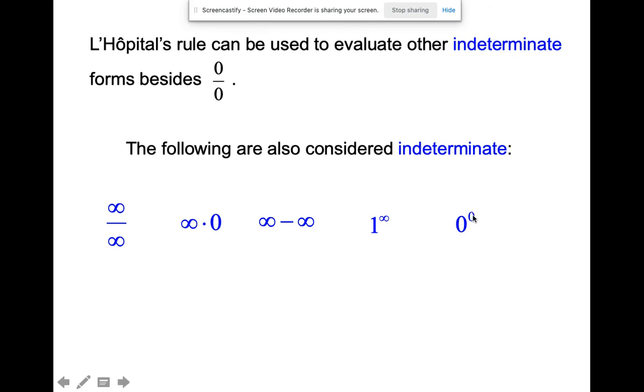0 to the 0 power. I thought anything to the 0 power was 1. Infinity to the 0 power. I thought anything to the 0 power was 1. OMG. These are the most common indeterminate forms. So those are the ones we are going to deal with.